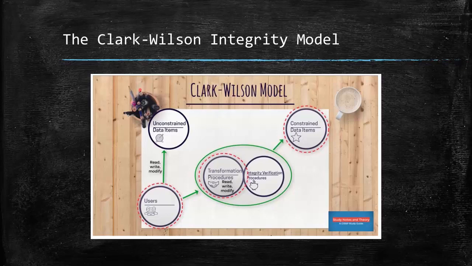This is how the Clark-Wilson model functions, which is different from Biba, because in Biba you have direct access to the data of integrity, whereas in Clark-Wilson, there is a middleman involved.